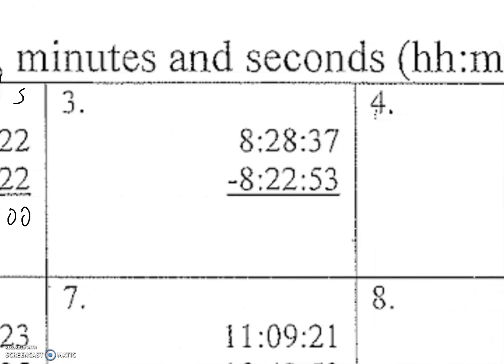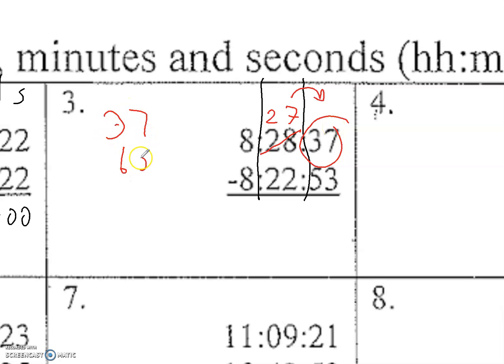Problem number 3. Here we go. All right, our first situation where we cannot take away 53 from 37. So we must borrow. All right, I'm going to put in my divider lines. So here's what's going to happen. I'm going to throw a different color at you. We have to take away from 28 and make it 27. Don't forget to do that. When I cross this line, I'm changing from minutes to seconds. And I know that there's 60 seconds in every minute, so I have to add 60 to what I already have. So we add 37 plus 60, and looks like we're going to end up with 97.